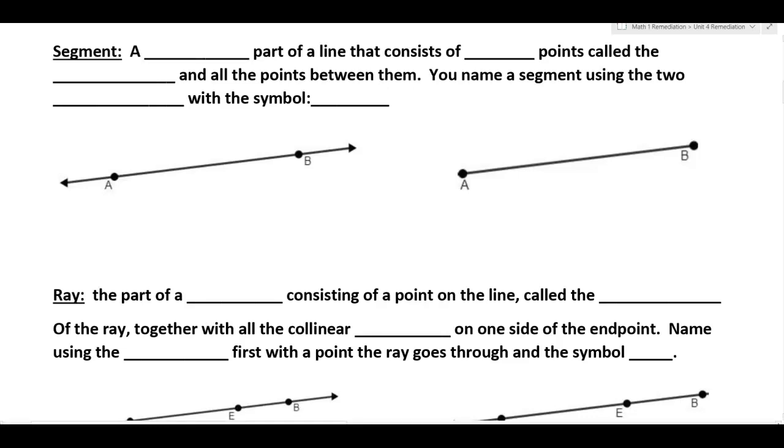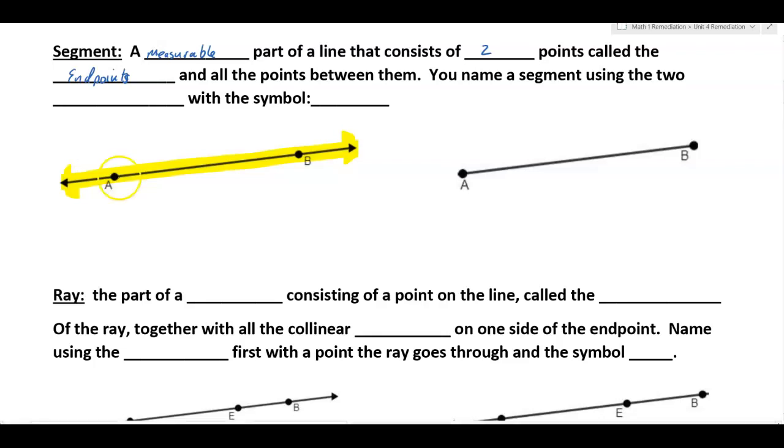Now, a segment. A segment is measurable, and this is the key part. A measurable part of a line that consists of 2 points called the endpoints. So when I look here, this whole thing is a line. And when the arrows point in both directions, you get a line.